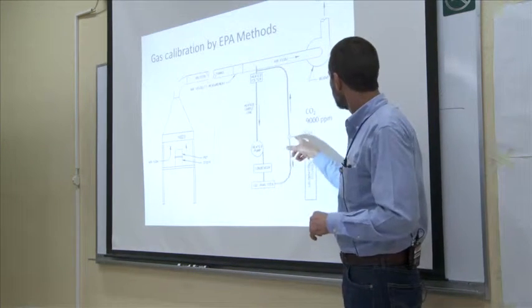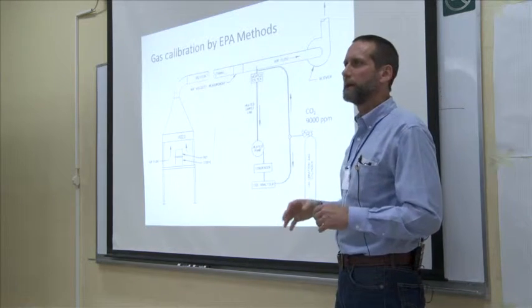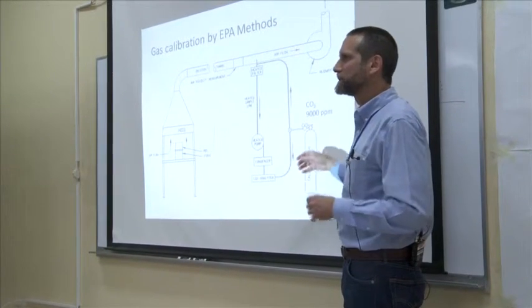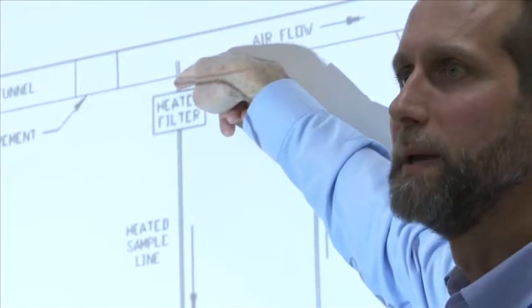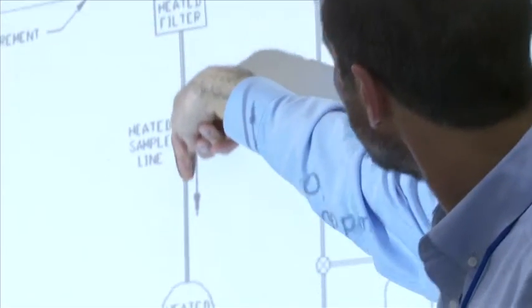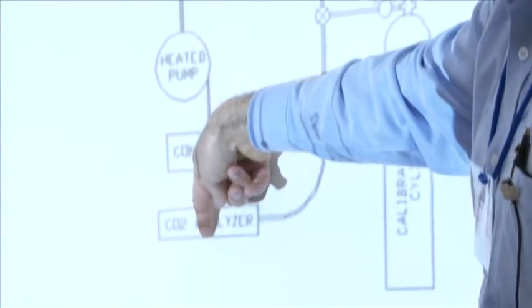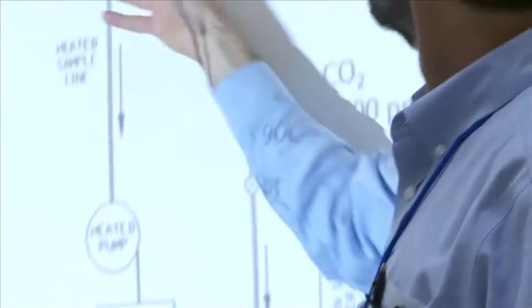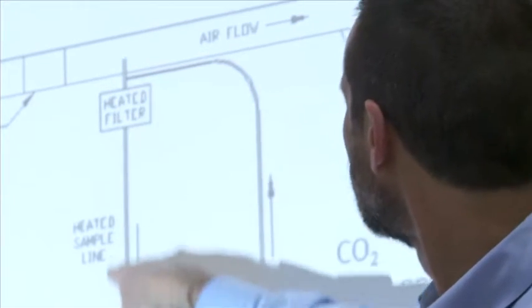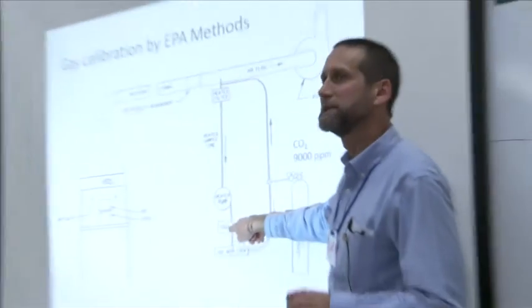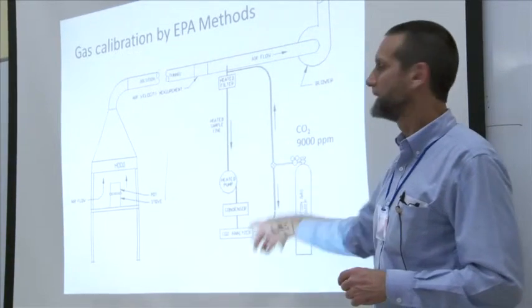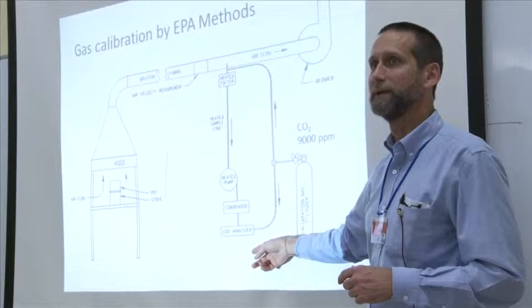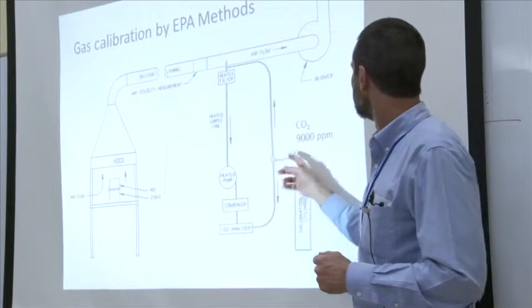And then after we do that, we do what is called a bias check. With the bias check, we shoot the span gas all the way up to where the probe is, and then the span gas comes all the way through the whole system. The purpose is that if you have a leak or a problem in this system, then you won't read the same thing as with the direct injection, right? That's the idea of it.